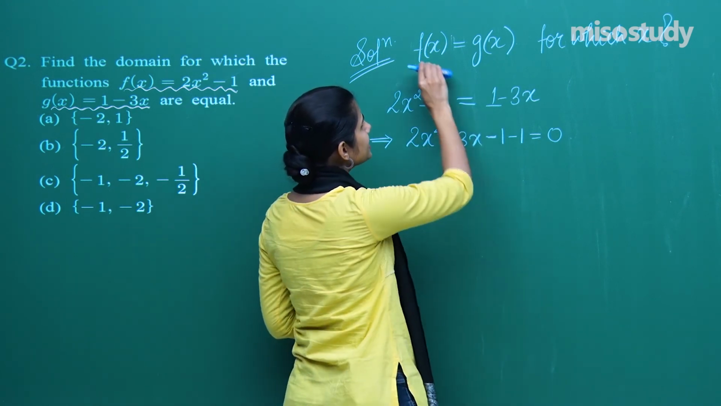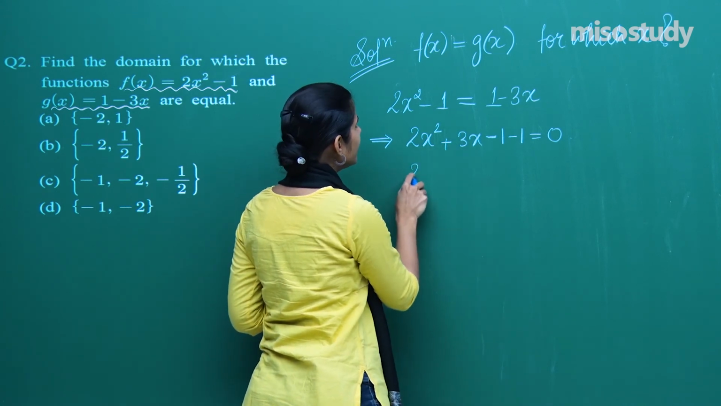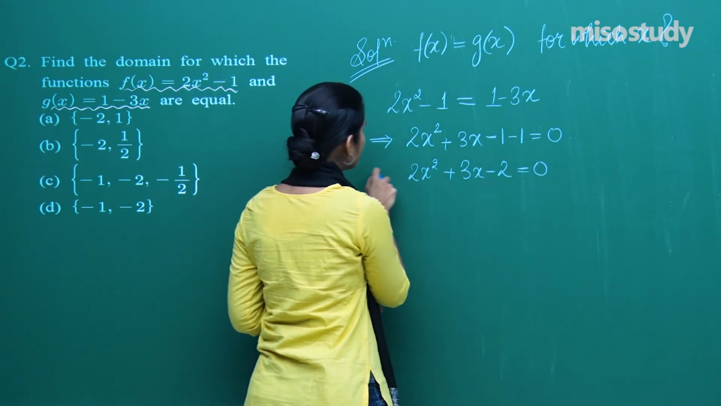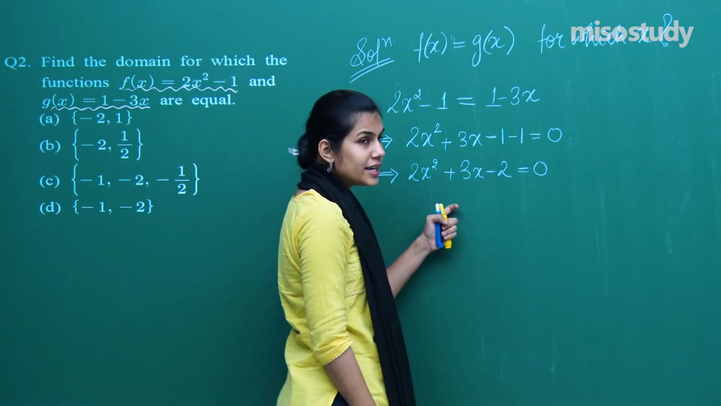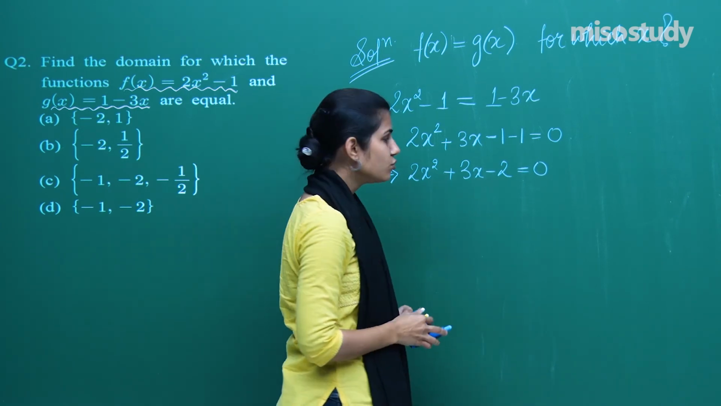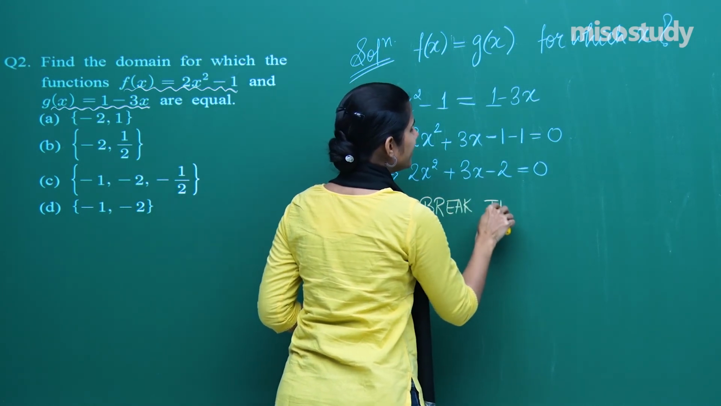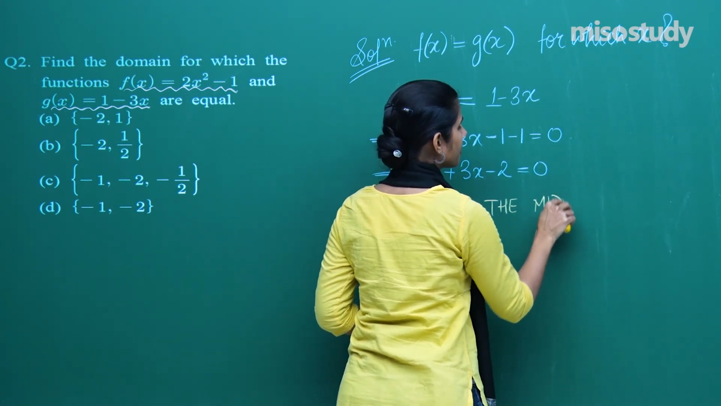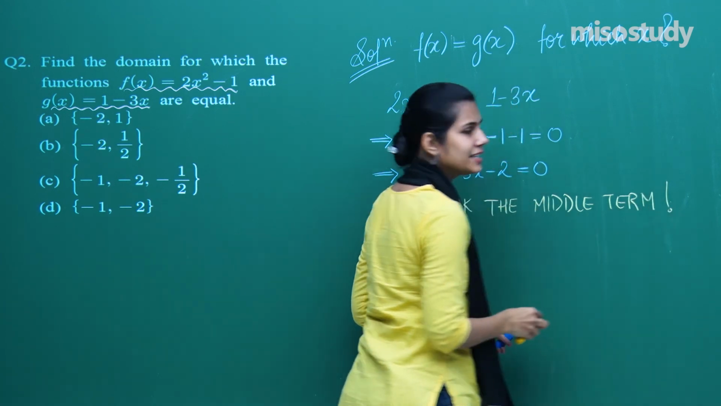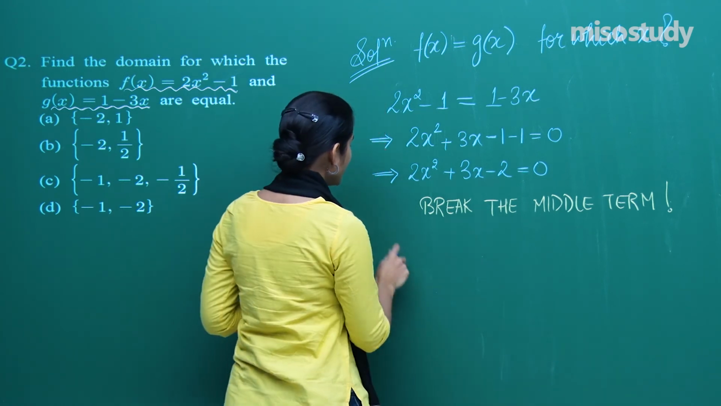So if for certain x f(x) is equal to g(x), this implies for that x 2x square plus 3x minus 2 should be 0 definitely. Now this is nothing but a quadratic equation. We know how to break the middle term. So let's do that and get the solution for x if it exists in R. So let's break the middle term.